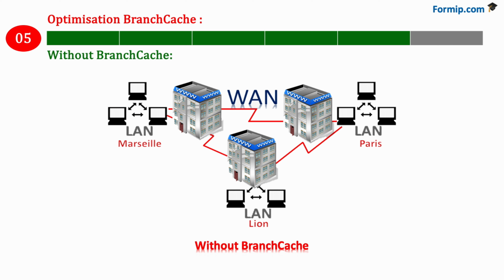BranchCache optimization. Now let's move on to the BranchCache feature, which is very interesting, especially for large companies that are spread over several cities. For example, we have three remote sites: Marseille, Paris, and Lyon.